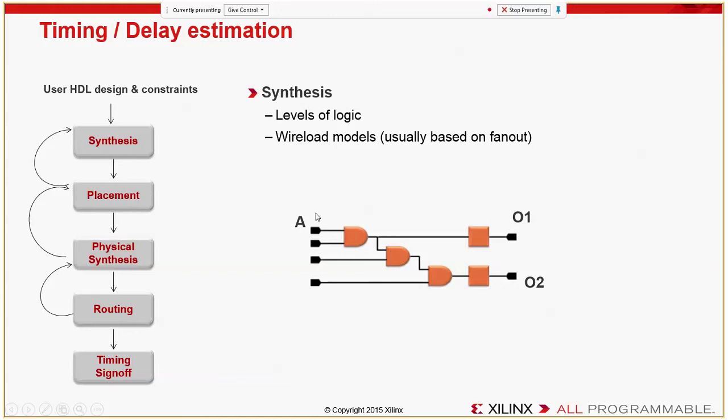So for example, if you take a look at this netlist which is shown here, the path going from input A to output O1 actually goes through two levels of logic, this gate and this flop. The path going from input A to output O2 goes through four levels of logic, three gates and a flop. So therefore, the path from A to O2 actually incurs higher delay than the path from A to O1.